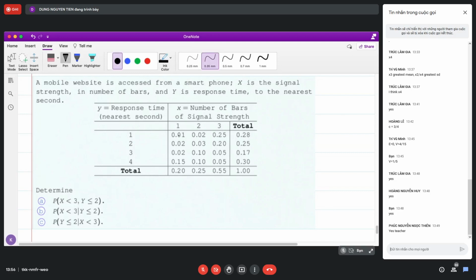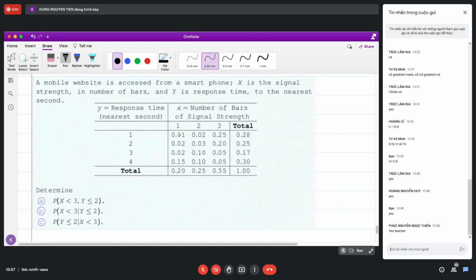0.01 is the probability that x equals 1 and y equals 1. 0.02 is the probability that x equals 2 and y is 1. 0.25 is the probability that x is 3 and y is 1. 0.02 is the probability that x is 1 and y is 2. 0.03 is the probability that x is 2 and y is 2. Okay, and so on. And then you have all the numbers here, and you compute the sum of all the numbers. You should get 1. You get the value 1 right here. So that's why I said the sum of f(u, v) should be 1.